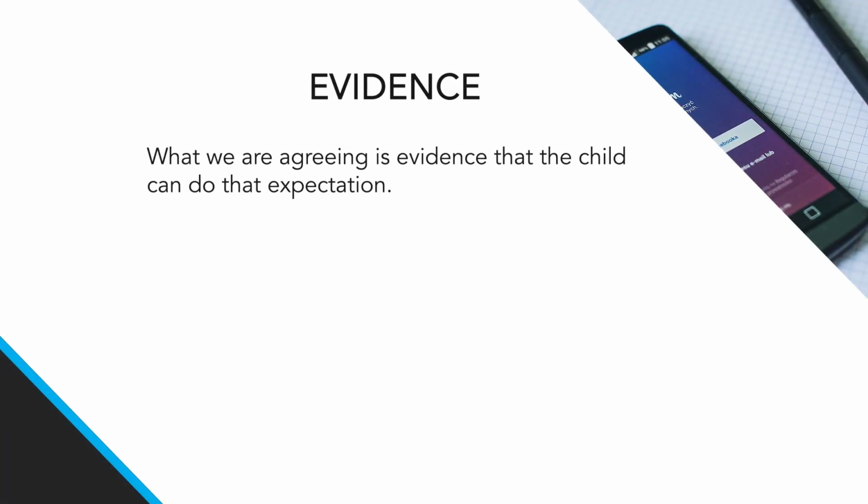in a way that's very clear. Two additional elements that we want to think about when we're unit planning are the standards and the evidence or assessment. And the evidence or the assessment being what we are agreeing is evidence that the child can do that expectation. So in basic unit planning, we have something that embraces the why, something that embraces the what, something that gives us the expectation or standard, something that shows us the evidence, how it is done.